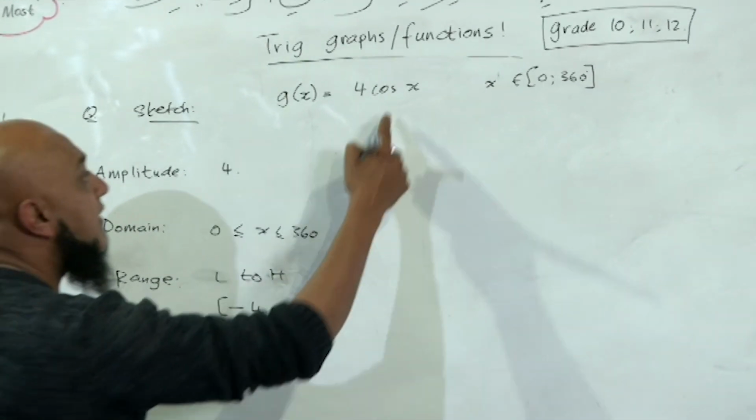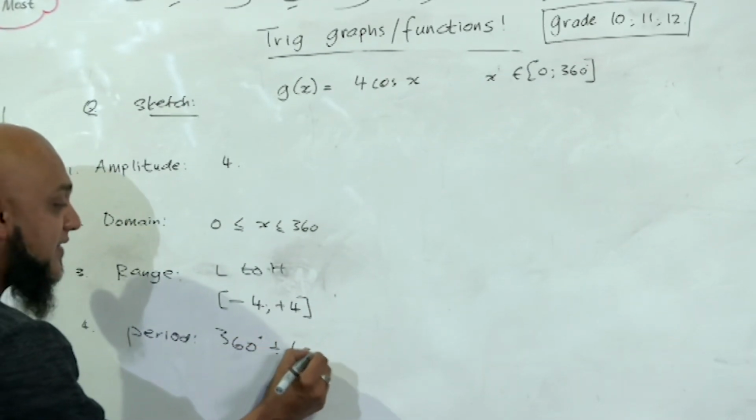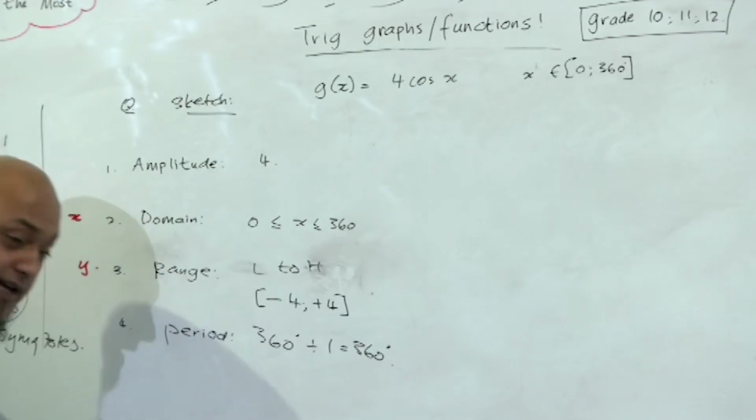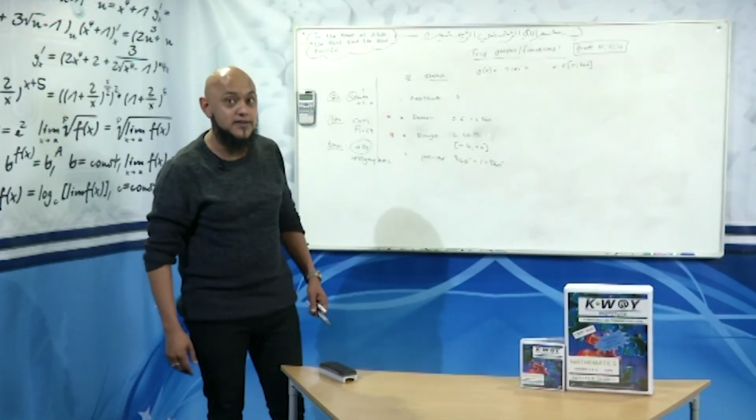What is the period of the graph? 360 divided by 1. 360 divided by 1, which is equal to 360 degrees. And there you go. Parent, you have scored yourself 8 marks in the exam.